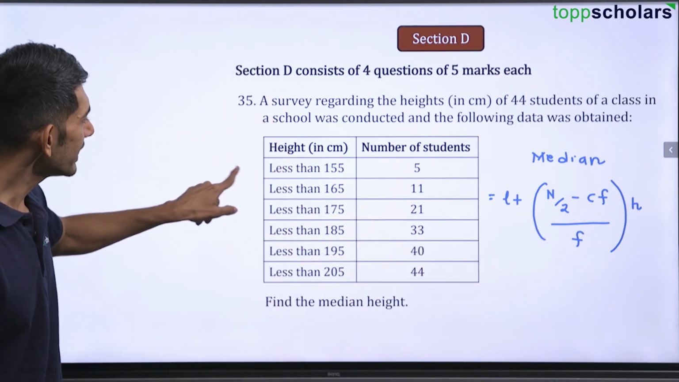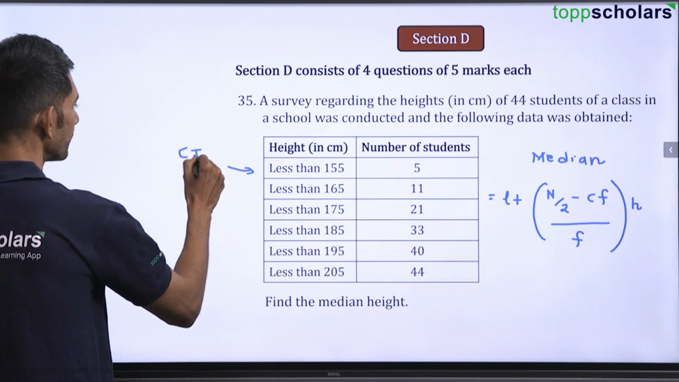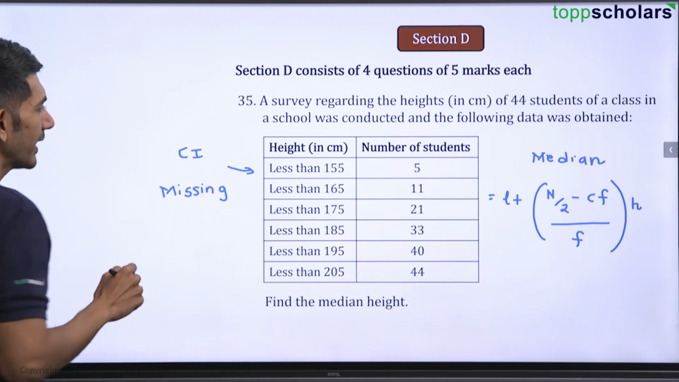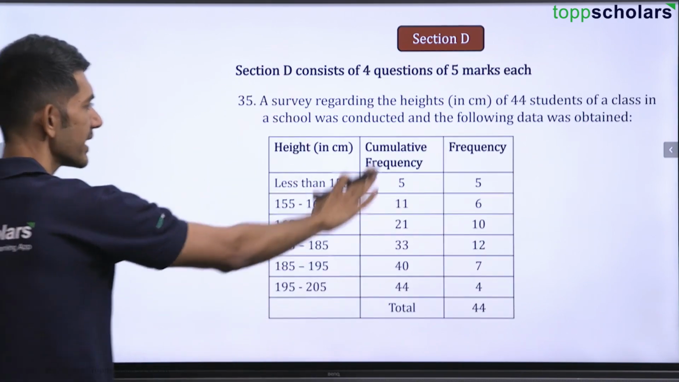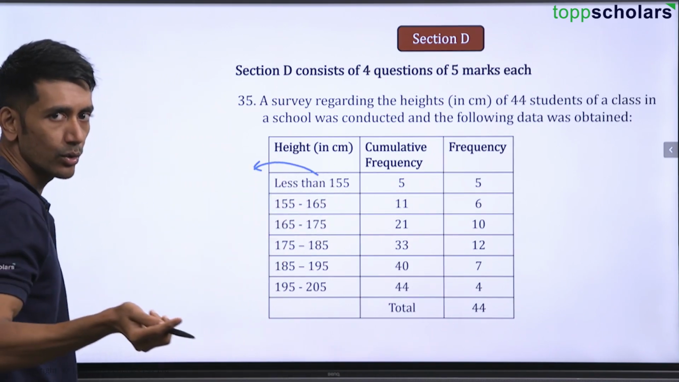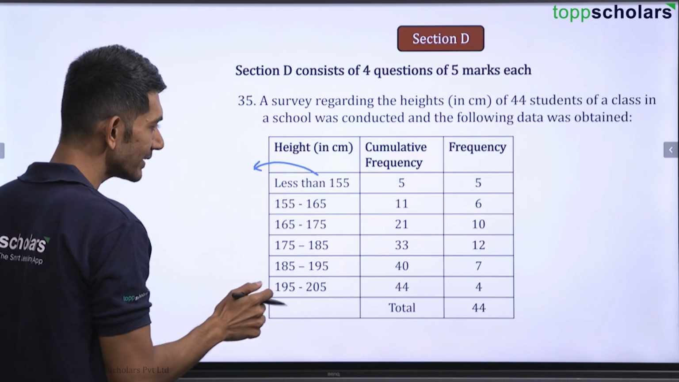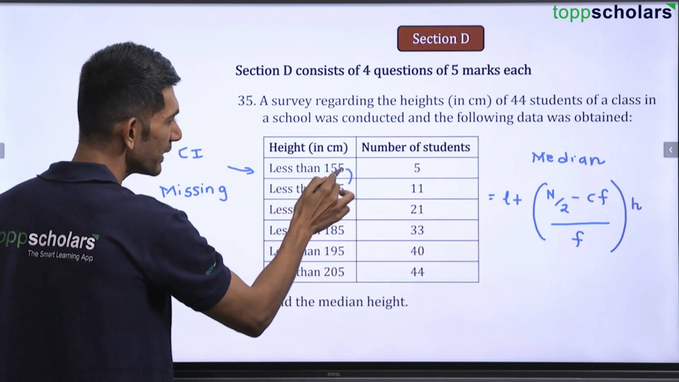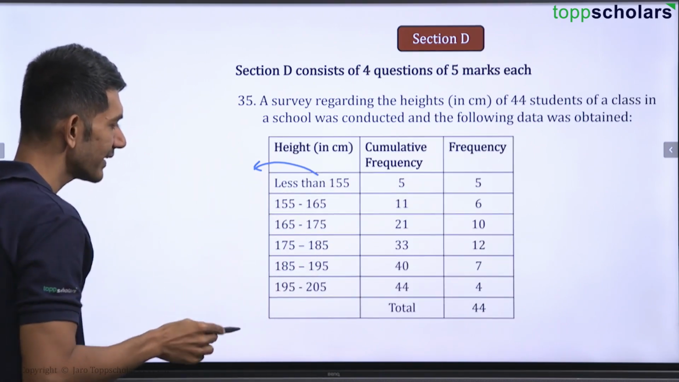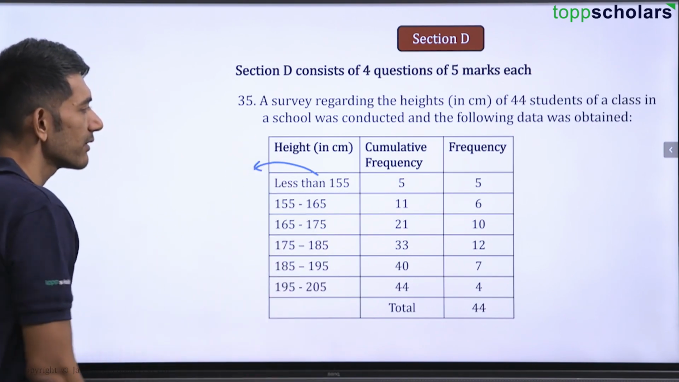But for that, we need class intervals here, right? This is less than 155. So class intervals are missing. Let us do that. So let's put this data here. So this is less than 155. How much less than 155 we don't know. That range we cannot give. So we can keep this as less than 155. Then is less than 165. That means between 155 to 165. So write down 155 to 165. Then 165 to 175. 175 to 185. 185 to 195. 195 to 205.